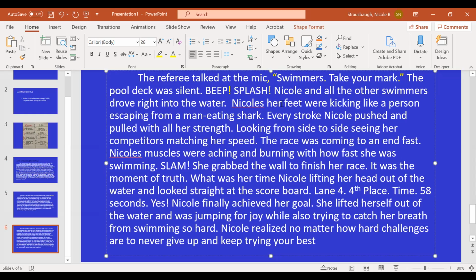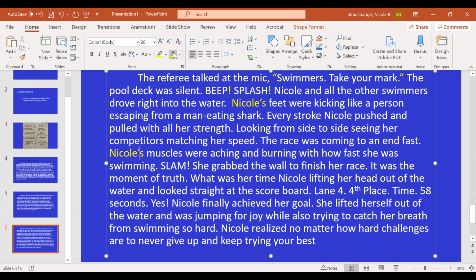Nicole's, her feet, whoa. So we want Nicole's feet. So we would want an apostrophe here. I think we're just going to get rid of that so it makes more sense. Nicole's feet were kicking like a person escaping from a man-eating shark. Every stroke Nicole pushed and pulled with all her strength, looking from side to side, seeing her competitors matching her speed. The race was coming to an end fast. Oh, Nicole's muscles, make sure we have that apostrophe because those are her muscles, no one else's. Her muscles were aching and burning with how fast she was swimming.